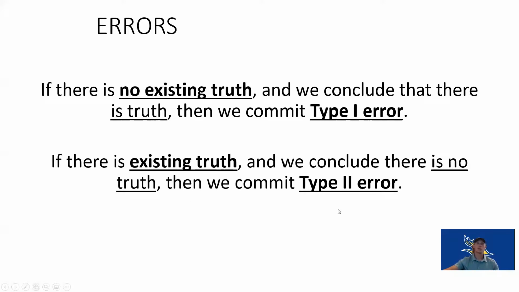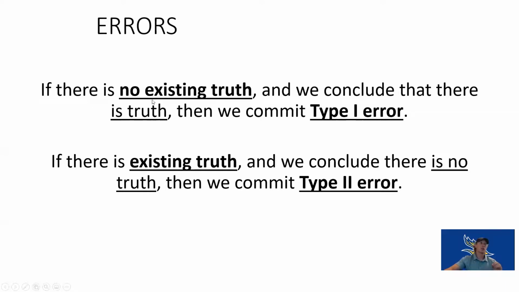And then we have our type 2 error, when we say there is existing truth, but we conclude that there's no truth. Then we commit a type 2 error. So if there is truth, or there is a difference between groups, but we don't find it, and we conclude there's no truth, then we commit a type 2 error. Okay, so pause this, write these down, take notes on these. You need to know these. You need to know these in situations. We'll go through some situations in a second.